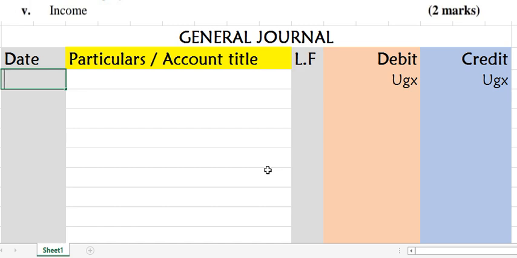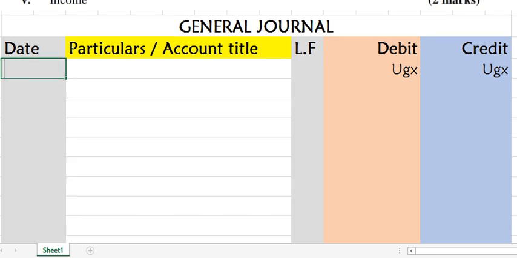Now, on your screen, you see the journal. That's the format of a journal. It has a column for date. That column shows the date the transaction occurred. We have the particulars or the account title. That column records the name of the accounts affected by the transaction.